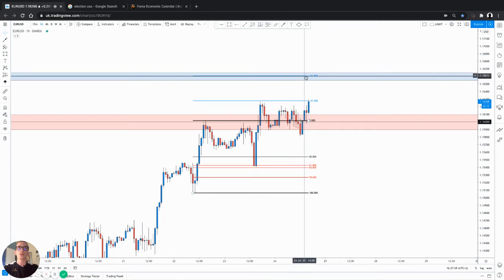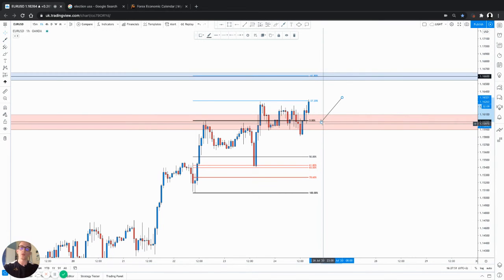So the second extension, the minus 61.8, also coincides very nicely with the 1.166 level, which is, however, a 4-hourly level, at least in my opinion, meaning it has less of an importance than the red one. This is to say that in order for us to break this level here, we need less liquidity, less momentum than we need to break this one over here.